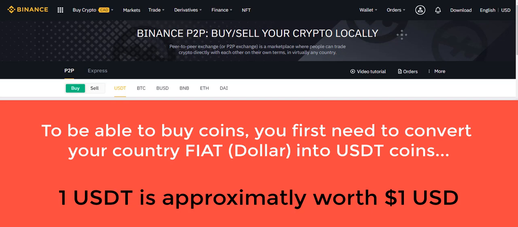Okay, so for you to be able to buy coins, you're going to need to convert your country's fiat into one of these following coins here. But most people use USDT coins. The USDT is what we call a stable coin. It's the closest one to the US dollar. So if you want to trade $1 for $1, for example, USDT is your best alternative.